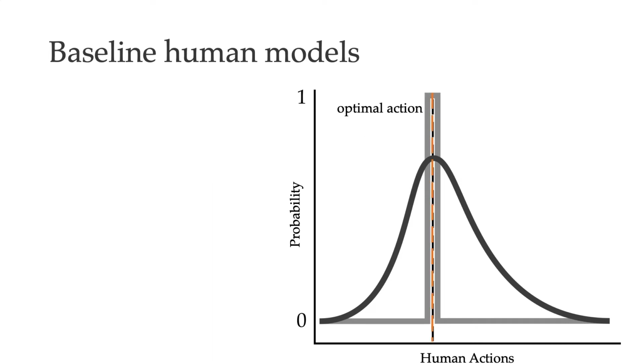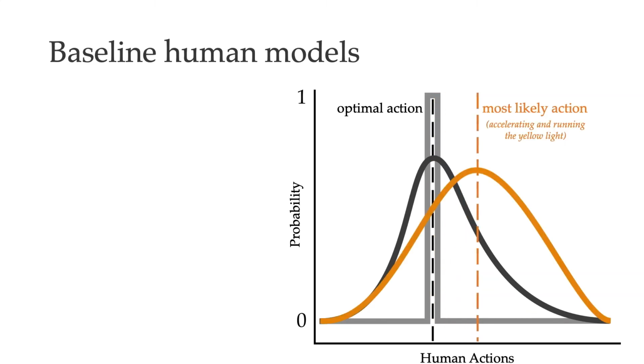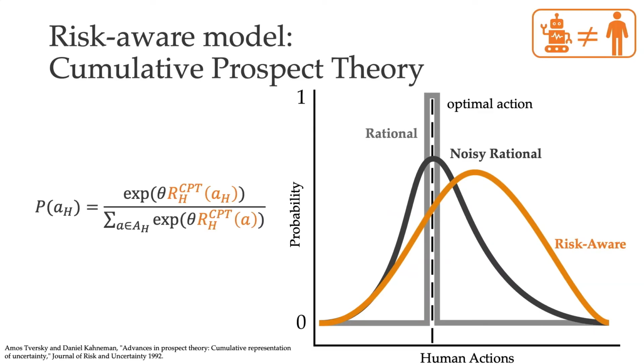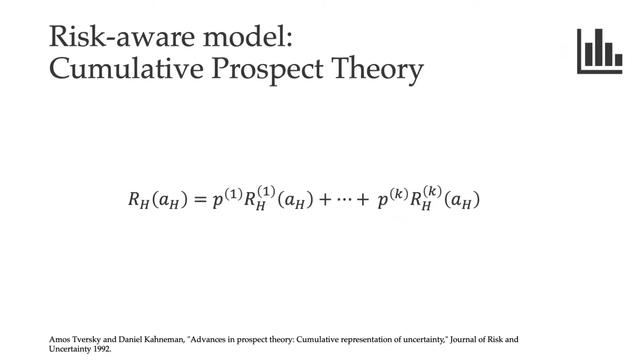For instance, going back to our driving example, what if some other action that is not optimal is actually the most likely, like choosing to run a yellow light? We propose using a model that captures this suboptimal behavior as shown by the orange curve. Specifically, we use cumulative prospect theory, or CPT, which has been widely used in behavioral economics.